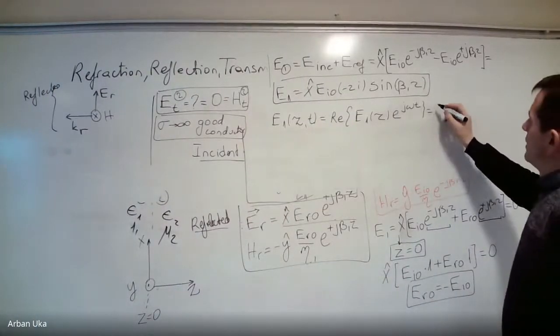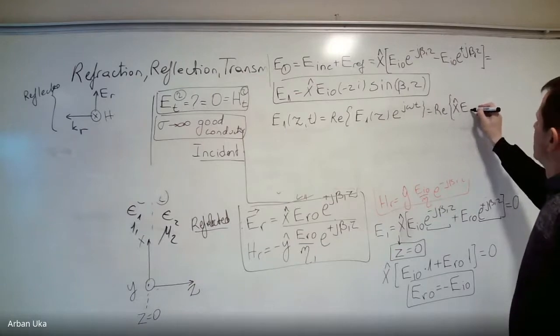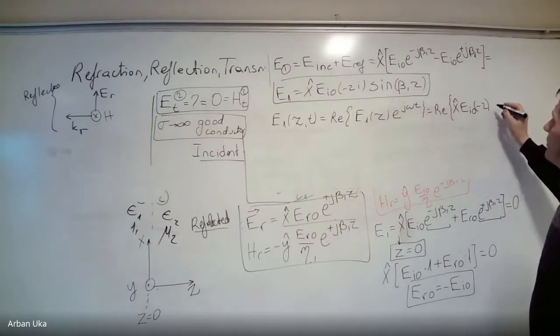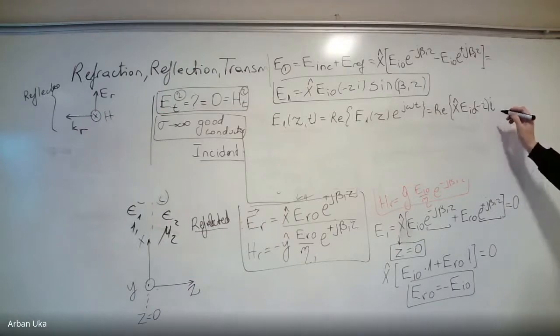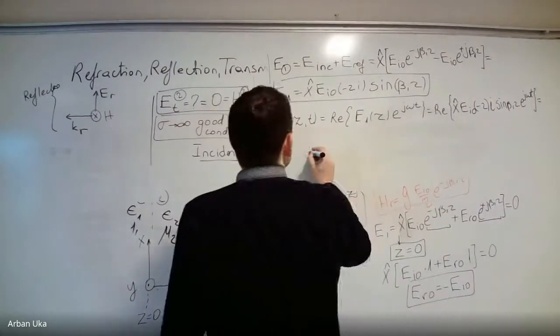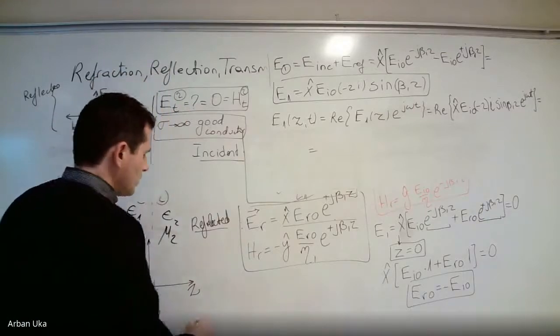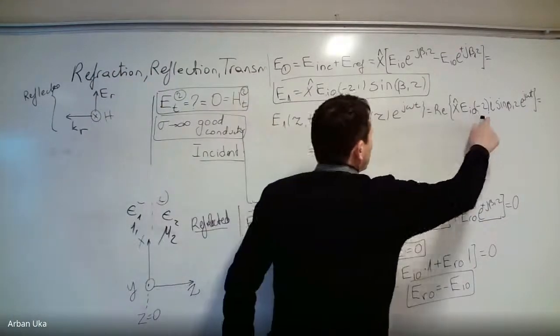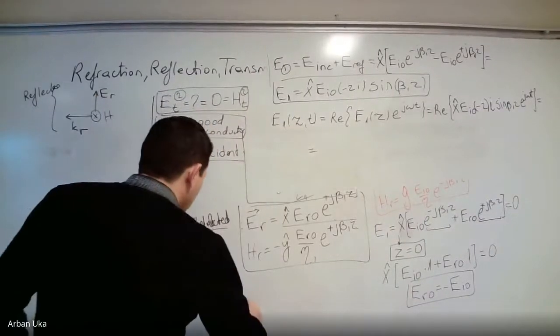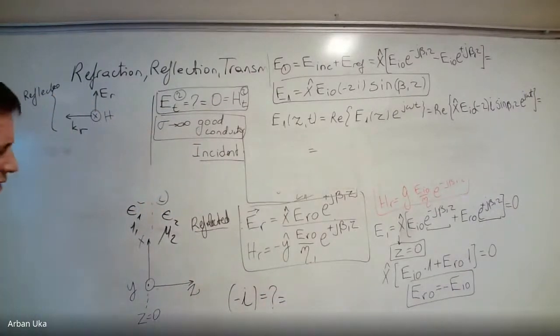And now we have the real part of direction vector x, E_i0 minus 2i sine beta 1 z, e to the power j omega t. Okay? And then we move ahead here. And the i, how can we write the i? If we see here, we have the i, which is square root of minus 1. Or let's write, what is minus i? Can you determine what is minus i?